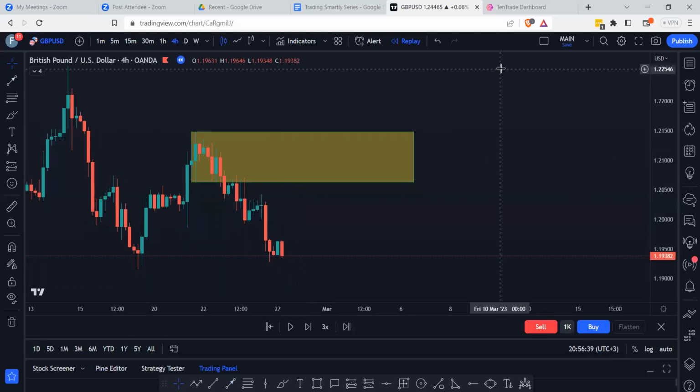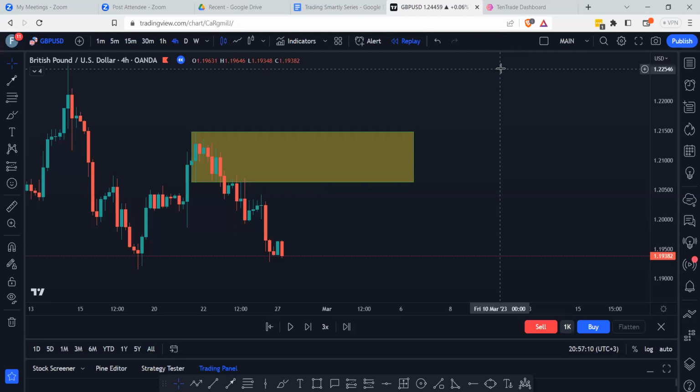You will always see resistance and support in the market. Price moves from an area of support to an area of resistance, and from an area of resistance to an area of support. It's like a ping pong. Price will move from support, go to resistance. It will move from resistance, go to support. So price is constantly moving between support and resistance, and that will guide you as to where you should be looking for entry.